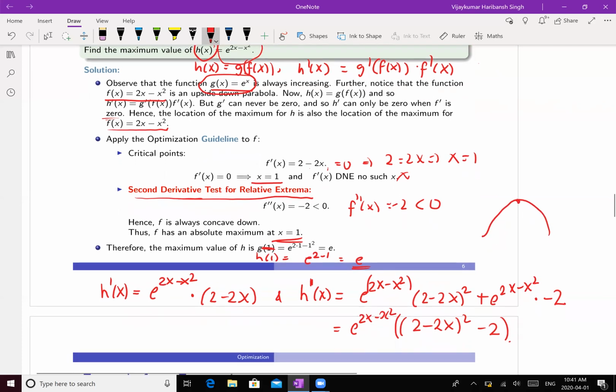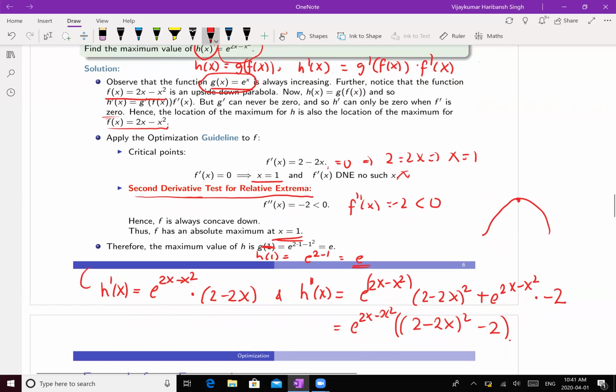Now note that you could have done it directly without going through this. Find h prime of x, equate it to 0. So equating this to 0 is the same as finding where f prime is 0, since the exponential factor will never be 0. So therefore you get x equals 1, and then you can proceed the same way. Okay. So let's look at another example.